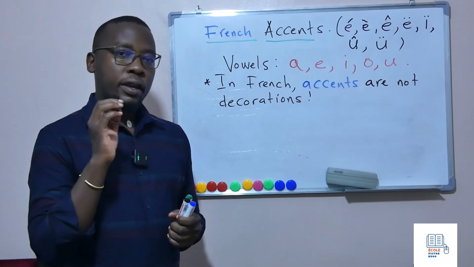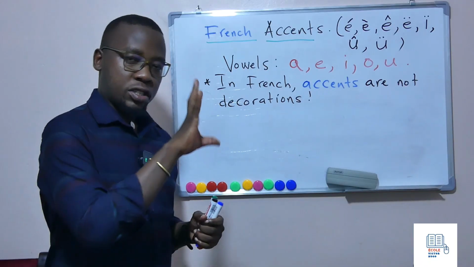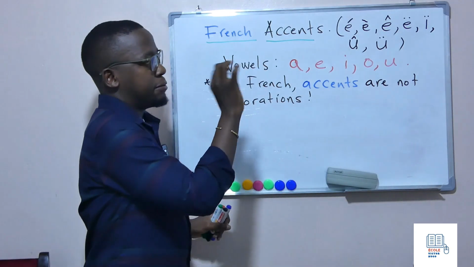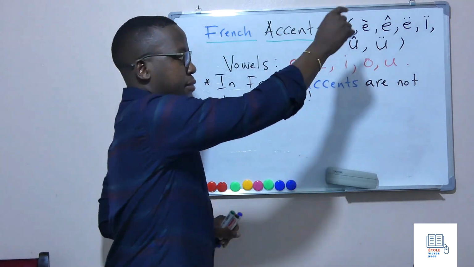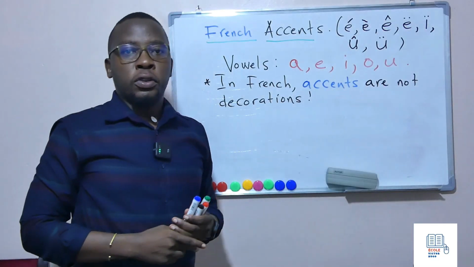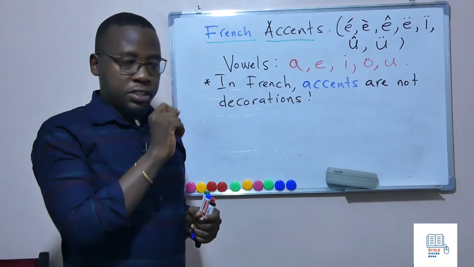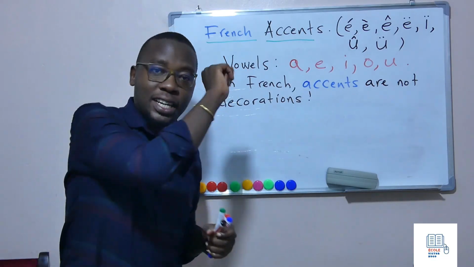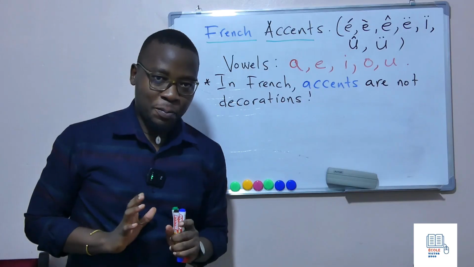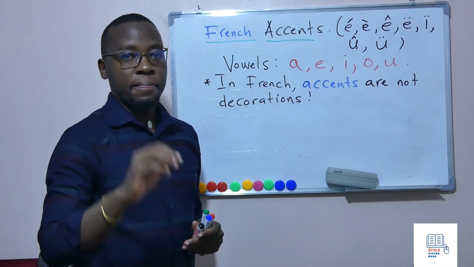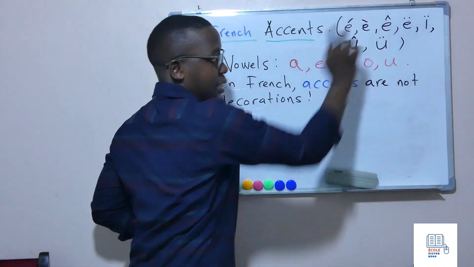So now, when you look at French, when you see French words written, you find that there are those small things on the vowels, on those letters. These are not decoration. They are not to decorate to make the word look beautiful, but they have a purpose, and that's what we're going to talk about today. The purpose of these small things.